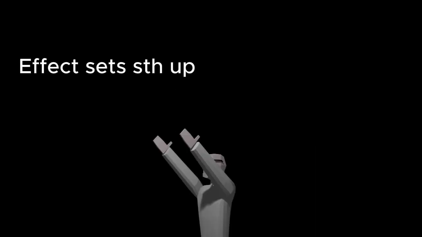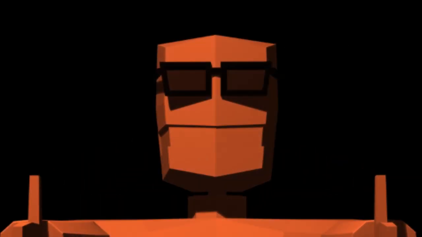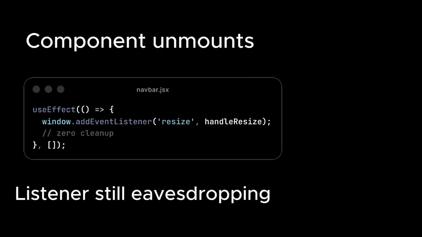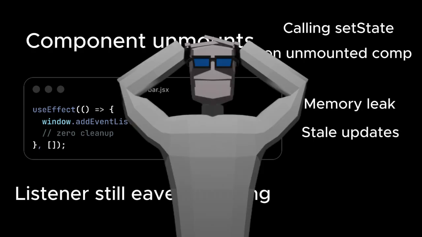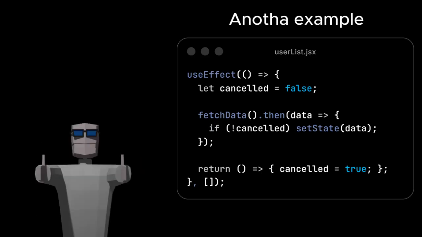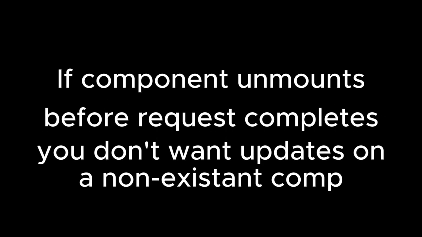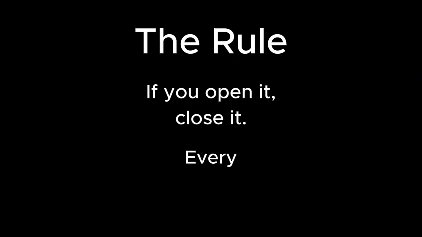Every effect that sets something up needs to tear it down. Event listeners, timers, subscriptions, in-flight requests. If you start it, you clean it up. Component unmounts. The listener is still there, still firing, calling setState on a component that no longer exists. Memory leak. Stale updates. Silent chaos. The fix is the return function. React's built-in cleanup mechanism. Same story for fetch requests. If the component unmounts before the request completes, you don't want it updating state on a dead component. The rule: if you opened it, close it every time.